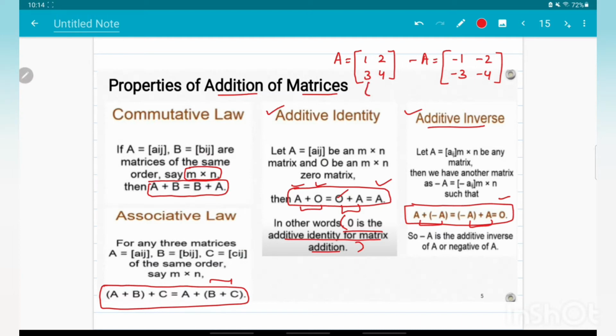So when you add a matrix to its negative, then the final result will be a null matrix or a zero matrix. Okay, so if you add these two matrices, you can see that the final result will be a zero matrix. And here the minus A part, that is the negative of a matrix, is the additive inverse of A, or you can say it is the negative of A. Okay, so here minus A is the additive inverse of A or the negative of A.